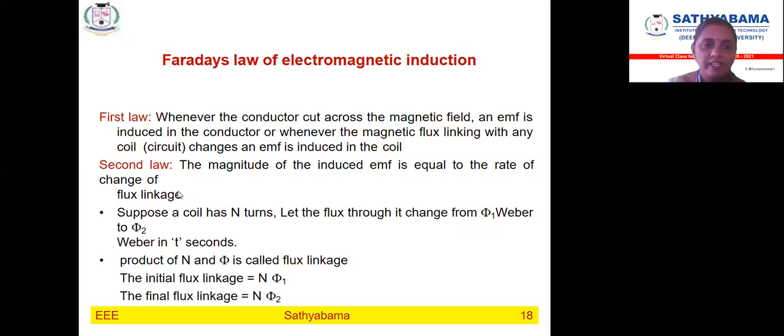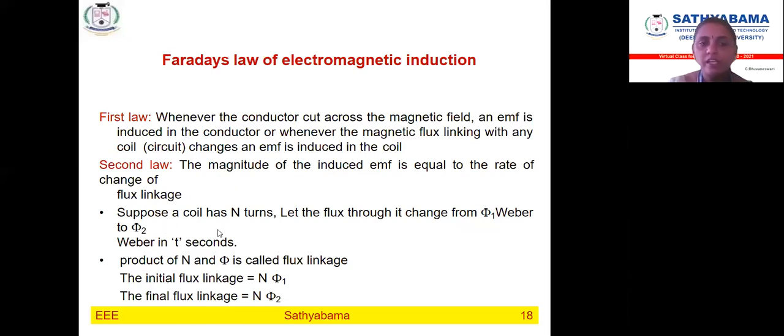Now, what is the second law? We have already seen that when the flux linking with the coil changes, EMF is induced. My doubts we will take in the last 10 minutes. I'll complete the syllabus as of now. So the magnitude of the induced EMF is equal to the rate of change of flux linkage. Now, what is this flux linkage? Flux linkage is defined as N into phi, where N is the number of turns and phi is the flux produced.